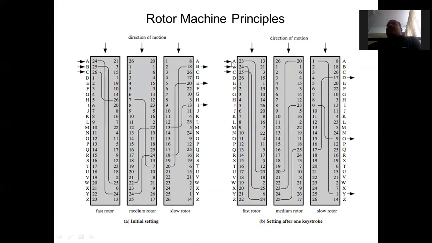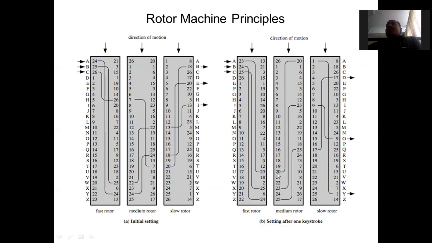Now the A is assigned to the 23, B is assigned to the 24 pin, and the C is assigned to the 25 here. So the 23 is going to match to the 23, 24 is going to match to the 24, okay, and 25 is going to match to the 25.